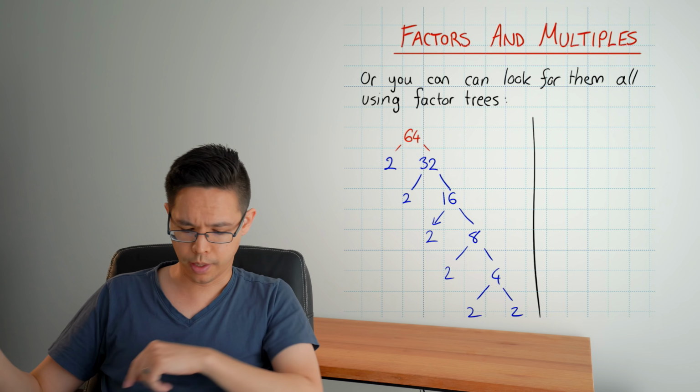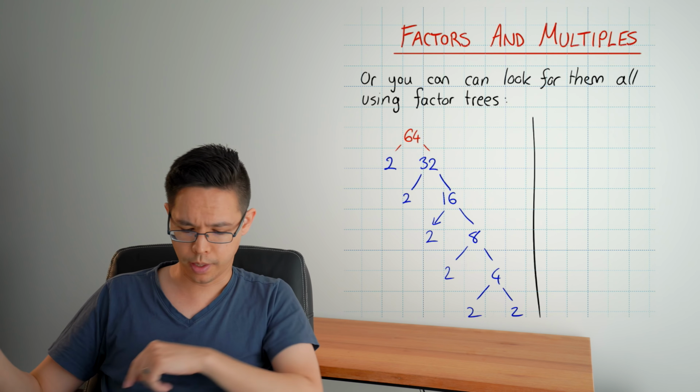Now I can basically just write a long list. So 64 itself is obviously a factor. 32 is a factor. I'm going from biggest to smallest just to make sure I don't miss any of them. 16, 8, 4, and 2, and obviously 1, which is the useless case, which isn't very helpful.